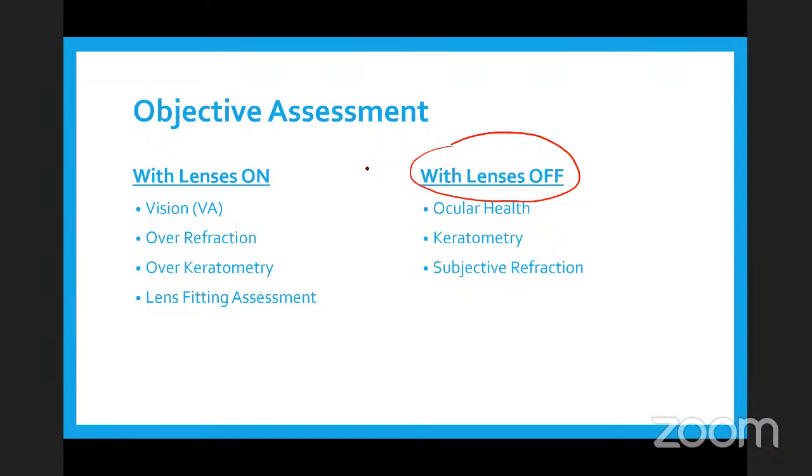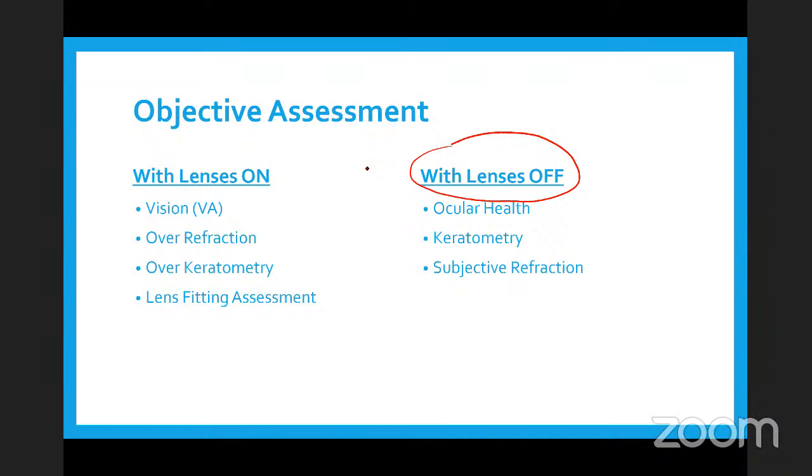Once the lenses are off, I'm going to proceed with the ocular health assessment. So I'm going to look at the cornea, and I'm going to look at the lids, which are again very important things to look at. Make sure that you evert the lids, retract the lower lid, and check for any signs you are not happy to see: papillae, follicles, meibomian gland dysfunction, and all that should be assessed.